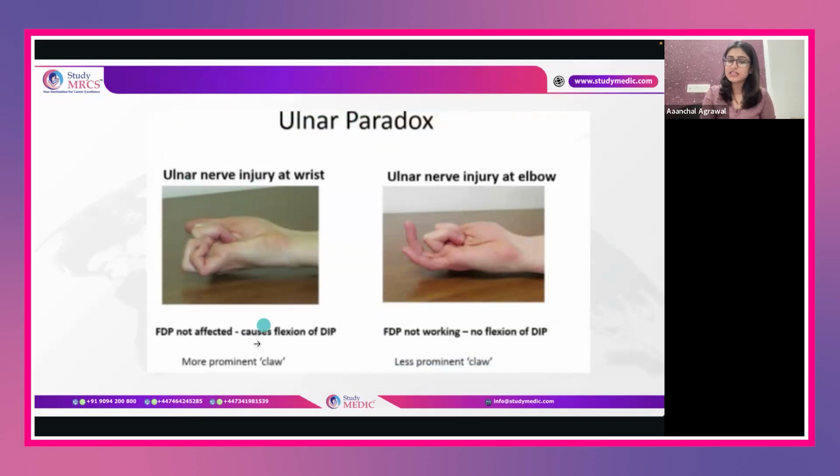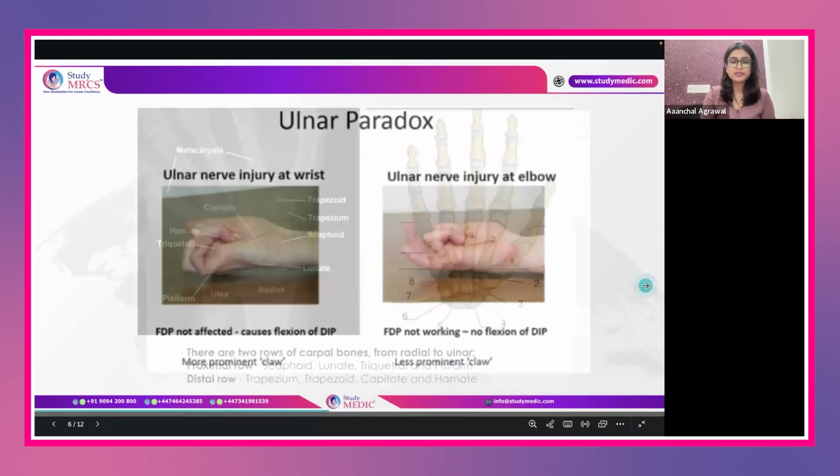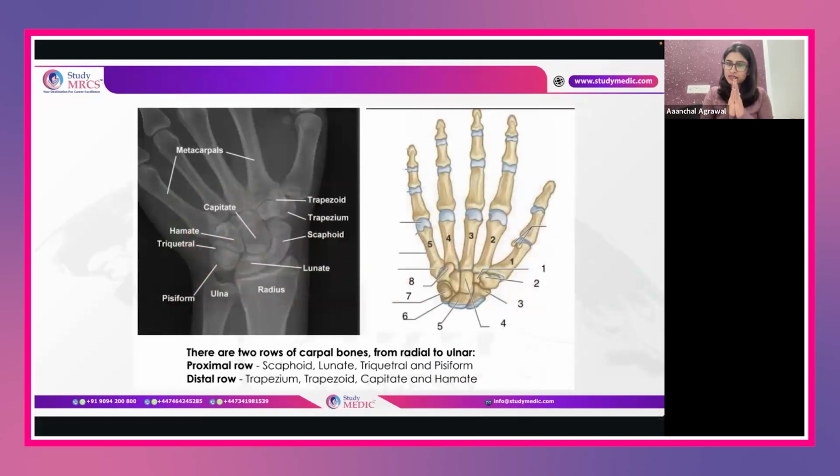With ulnar nerve injury at the wrist, there will be more clawing. And if the injury is at the elbow, a higher injury, a prominent claw will not be there; a less prominent claw will be there. Okay. Then the first topic, those nerve injuries, we have done. Then the second is about your wrist joint.